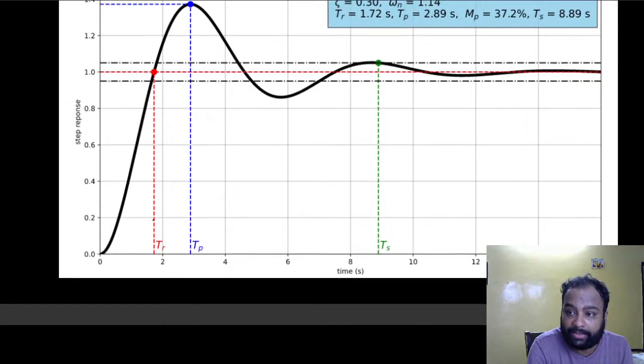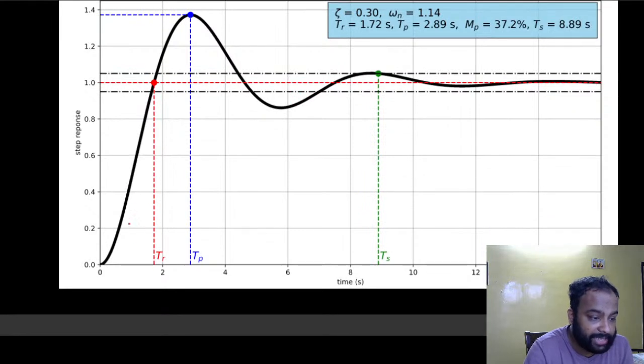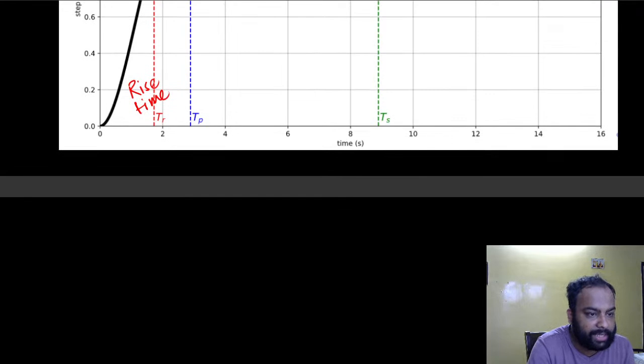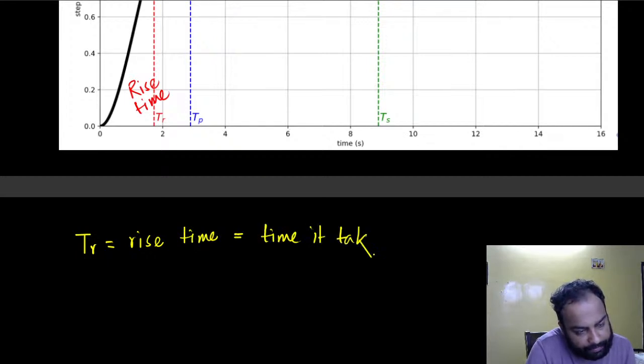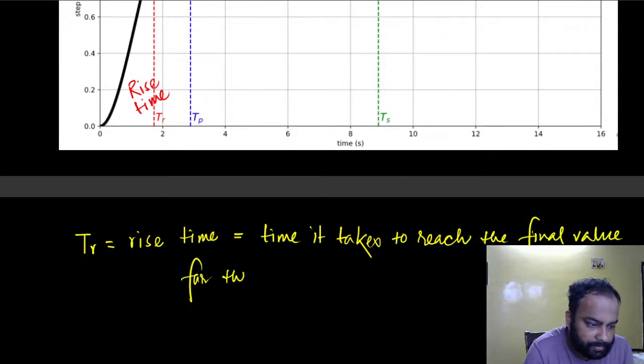So TR here, this factor. The time it takes to reach the final value for the first time is known as the rise time. So this is the rise time. Let me just write it down. So TR is known as the rise time, which is defined as the time it takes to reach the final value for the first time.